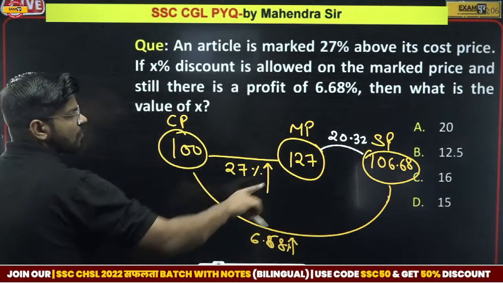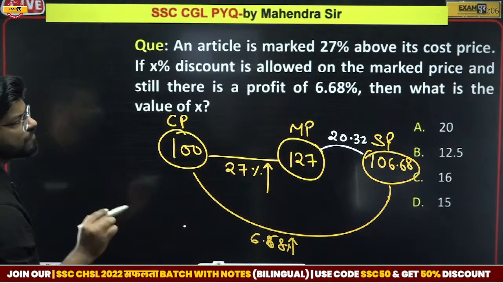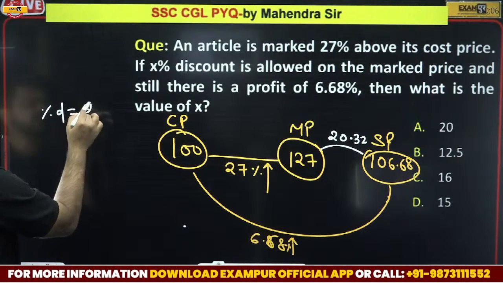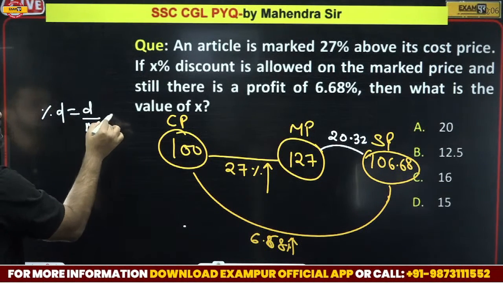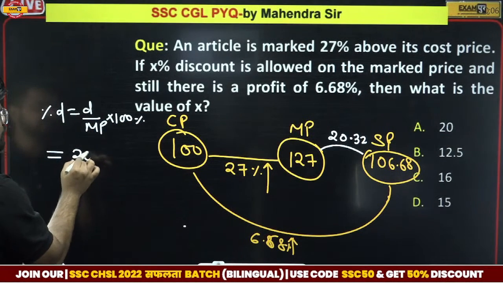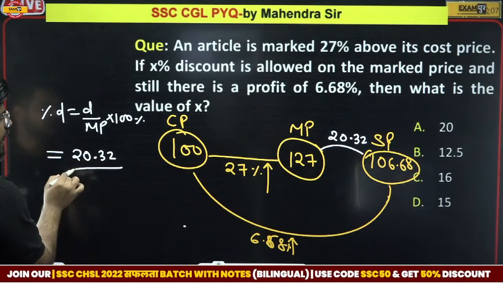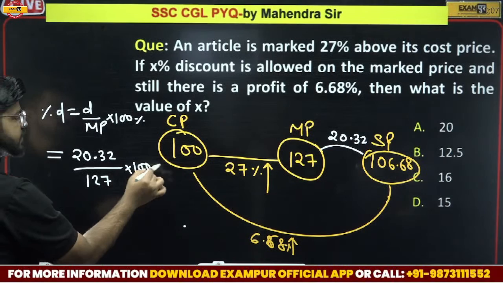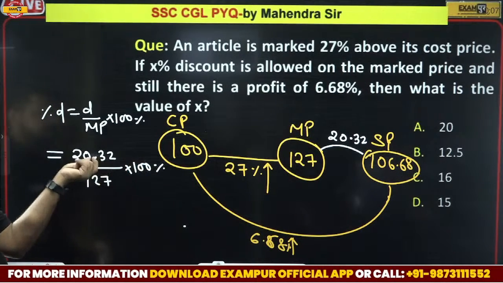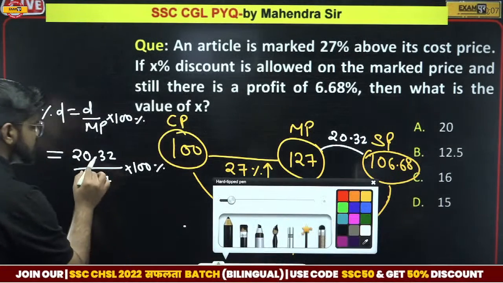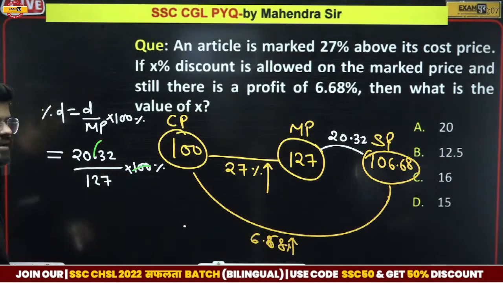20.32 over what? You know on which value we are calculating the discount. So percent D is equal to D by MP multiplied by 100%. D is 20.32 and we have 127 multiplied by 100%. Now this 100 will be cancelled out by this point. When we multiply, this point cancels out and this 100 cancels out.